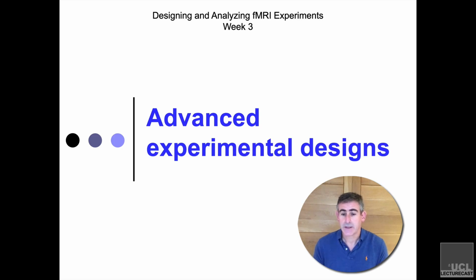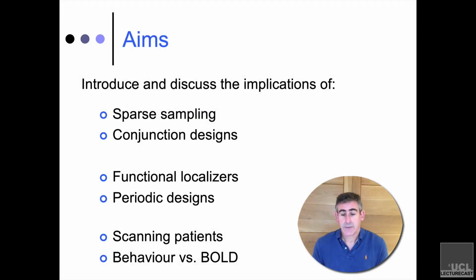This week we're going to be talking about more advanced experimental designs. In particular, I'm going to divide this into 3 different lectures. The first one I want to talk about is sparse sampling and related designs, as well as what are called conjunction designs. In the second lecture, I'm going to talk about functional localizers as well as periodic designs. And in the third, I'm actually going to talk about some of the topics in a little bit more detail.